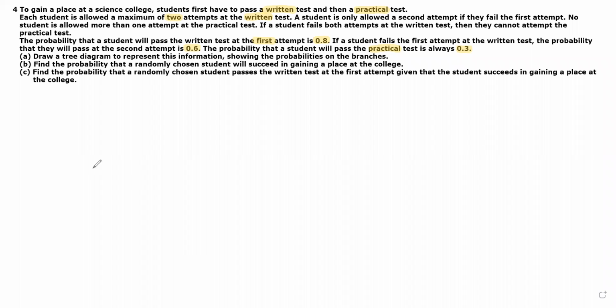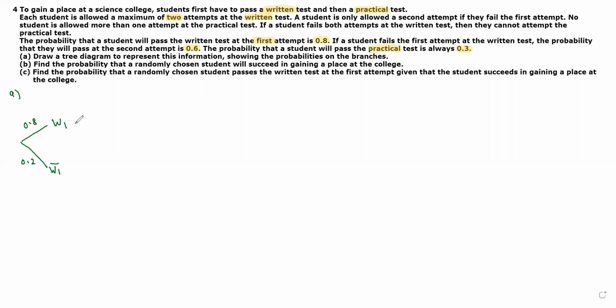Part A, draw a tree diagram to represent this information. So let's say W1 here represents the event of passing the first written test. And then the complement will be the event of failing the first written test. The probability of passing the first written test is 0.8. So the probability of failing is 0.2.